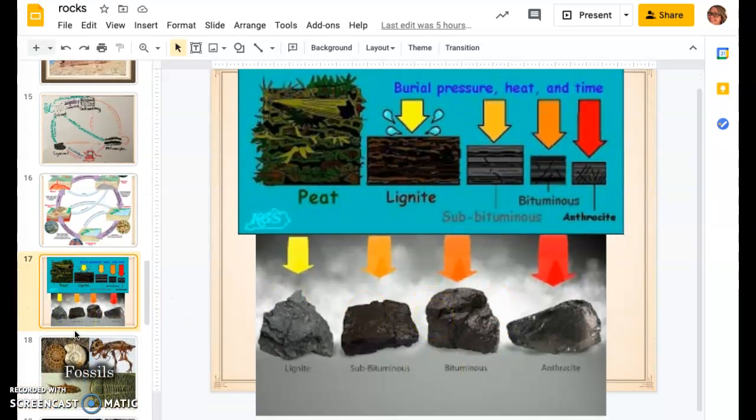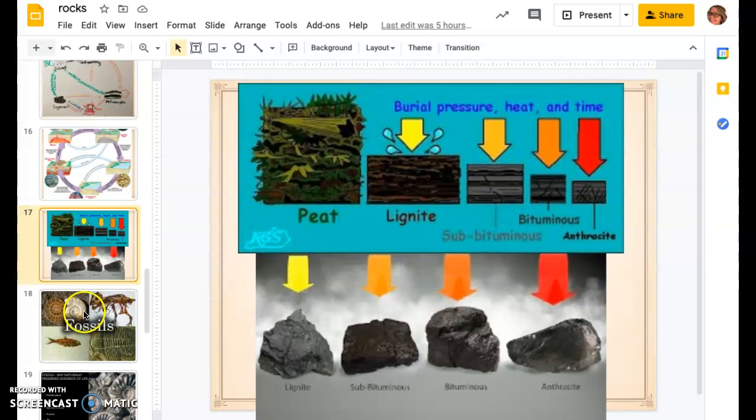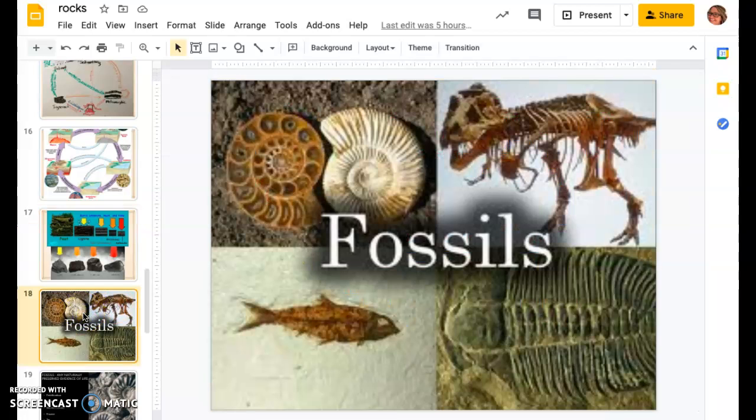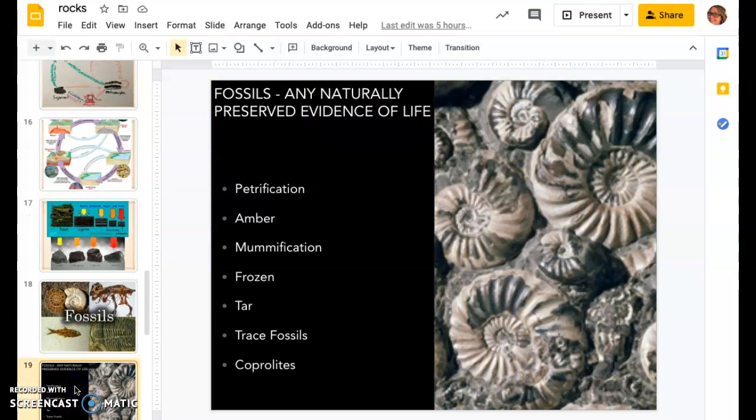The last thing that we're going to look at is the fact that the majority of all fossils are found in sedimentary rocks. So fossils are any naturally preserved evidence of life. And we do find fossils in places other than sedimentary rock, like amber, which is tree sap, or frozen, such as in glaciers. But a vast majority of fossils that we find are found in sedimentary rocks.